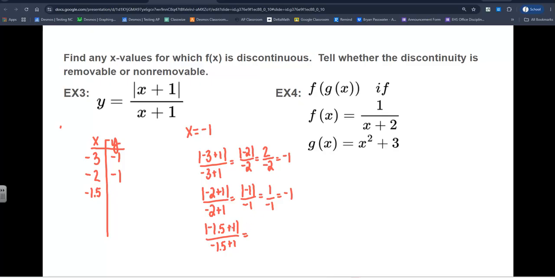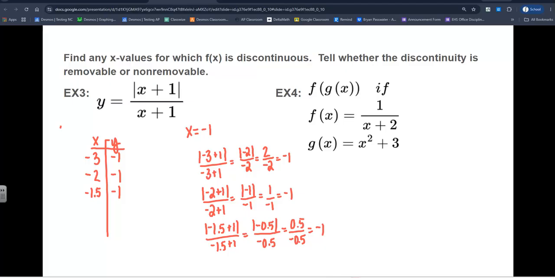So that's going to give me -1.5 plus 1 is -0.5 over -0.5. That's going to give me positive 0.5 over -0.5. What do I get? -1 again, right? So, are you seeing a trend start to happen here? What do you think we're going to get for any number less than -1 that we plug in? Looks like it's going to be -1, right? No matter what number we plug in.